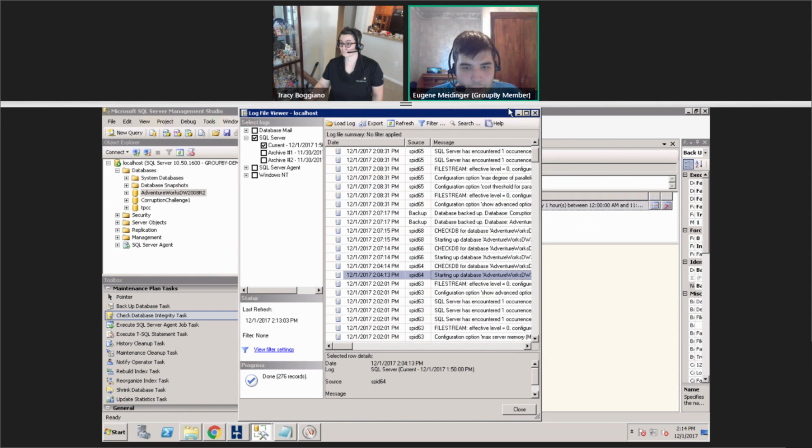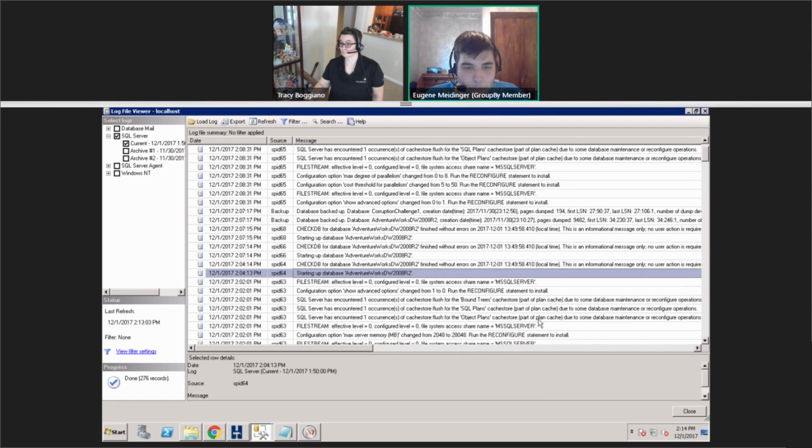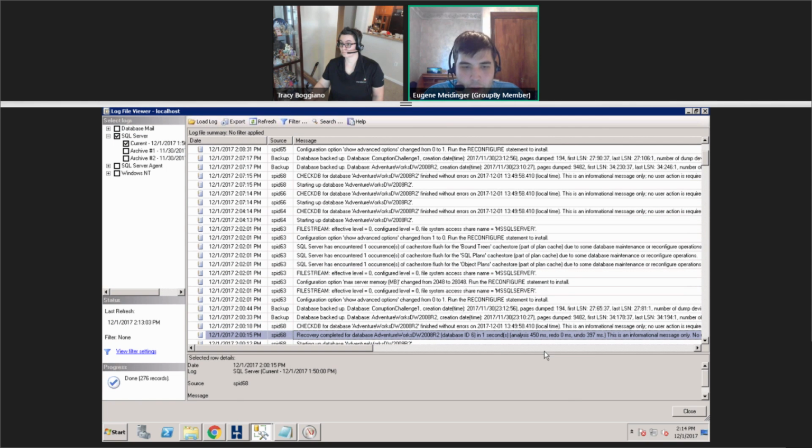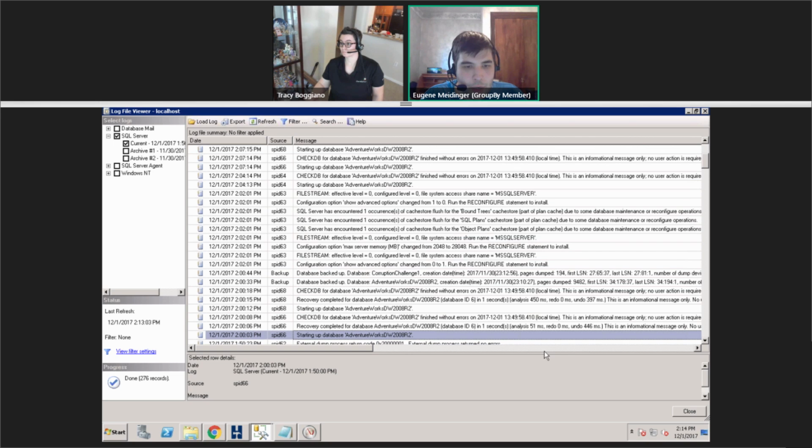let's see if there's anything else goofy that we can see here. So there's some configuration changes. I changed the memory. There's backups. There is a trace flag you can set so you don't get all these alerts that backups were successful, because ideally you know about that already and you want to know about when backups fail. So it can clutter up the log there.